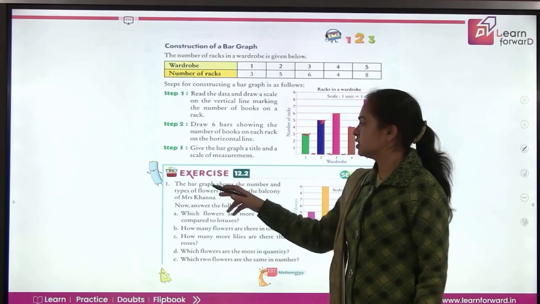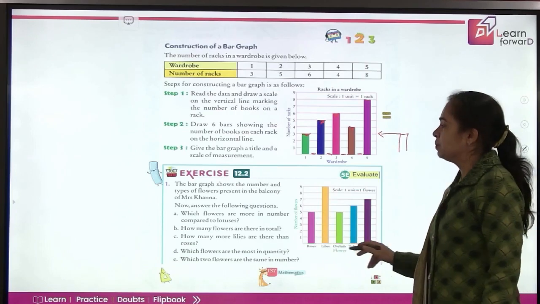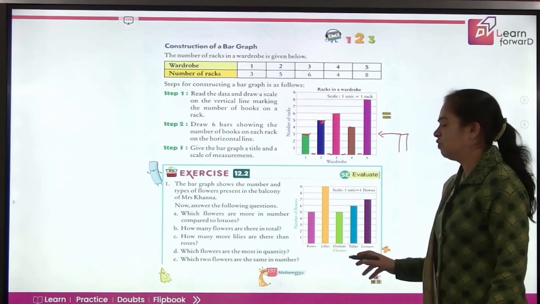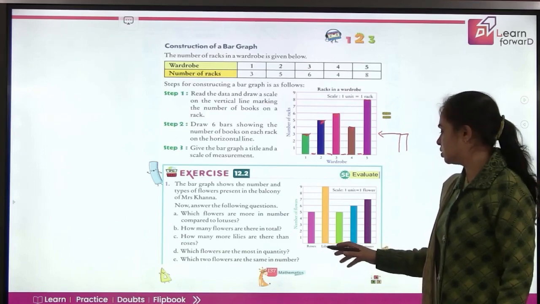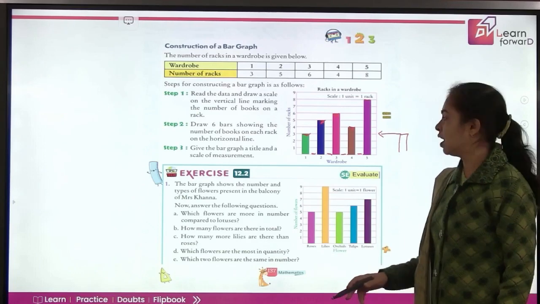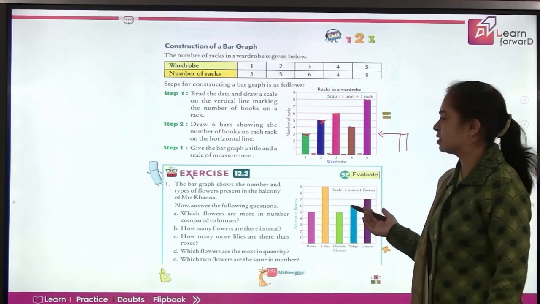Now, here's an exercise for you. The bar graph shows the number and types of flowers present in the balcony of Mr. Khanna. So, here we have the different types of flowers: roses, lilies, orchids, tulips, and lotuses. And here we have the number of flowers. And you have to answer some questions. That means you have to interpret this.